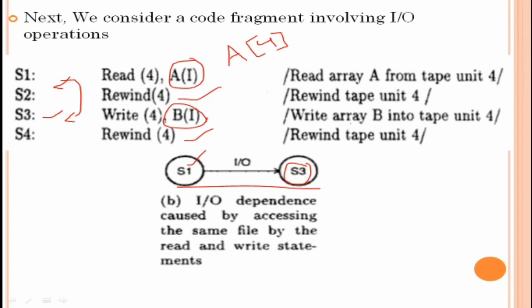Why are they input-output dependent? Because we are reading and writing with only one file, so both use the same file. Hence, to execute these two instructions we require the file, and both are dependent on each other.